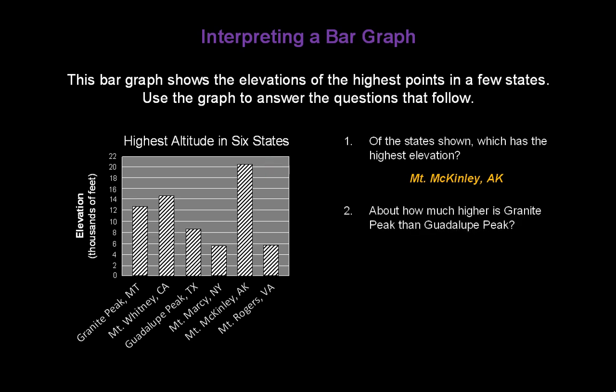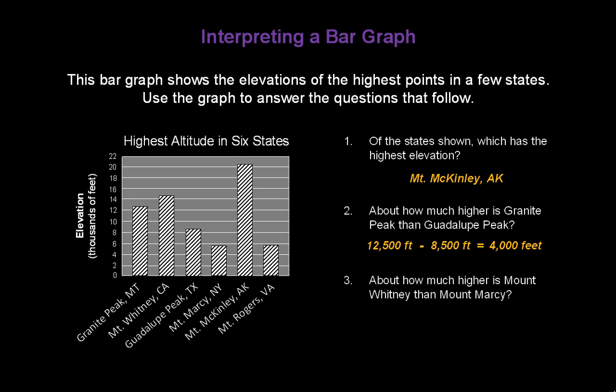About how much higher is Granite Peak than Guadalupe Peak? Well, we need to find the bars for both of those peaks. So let's find Granite Peak first, and then find Guadalupe Peak. And to find out how much higher one is than the other, we're just looking for the difference between them. So always take the largest number. In this case, it would be Granite Peak, and is a little bit above 12,000, so we'll call it 12,500 feet. And we'll subtract the height of Guadalupe Peak, which looks to be a little bit above 8,000, so we'll call that 8,500 feet. And Granite Peak is about 4,000 feet higher than Guadalupe Peak.